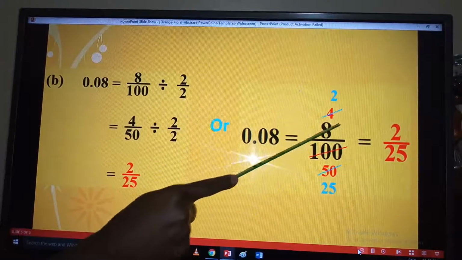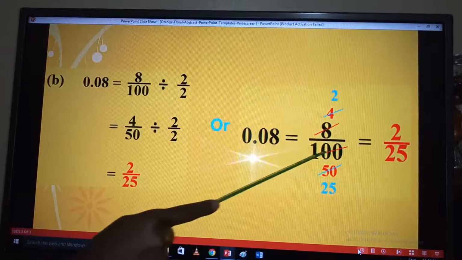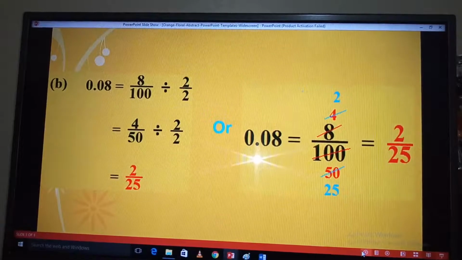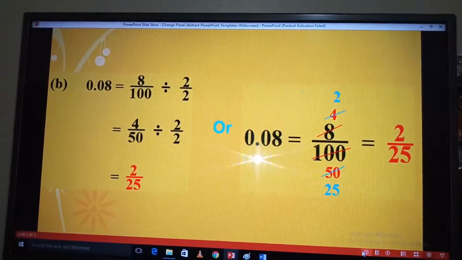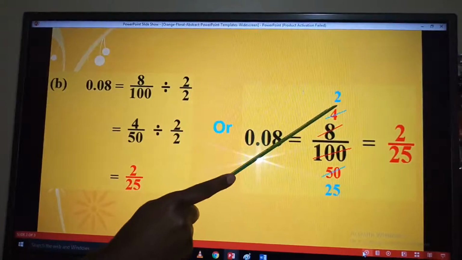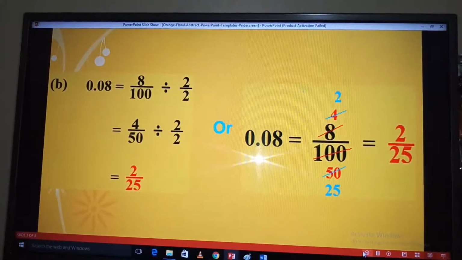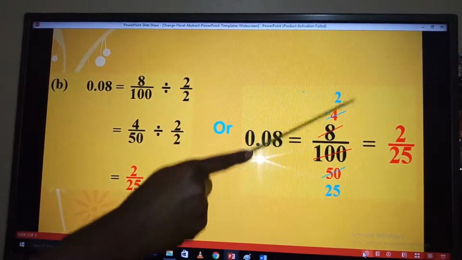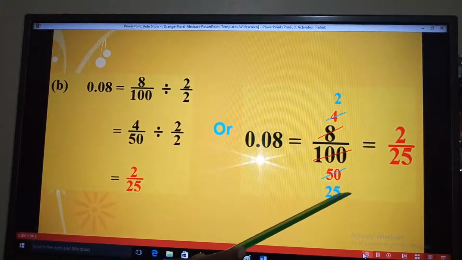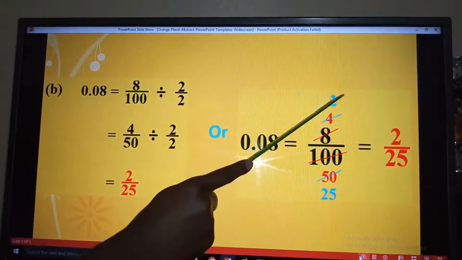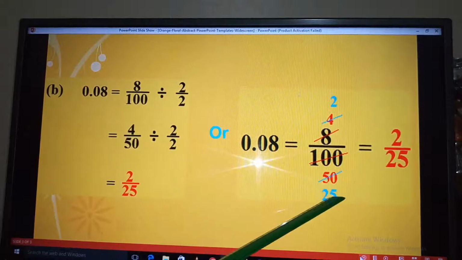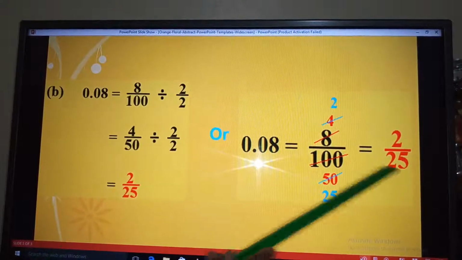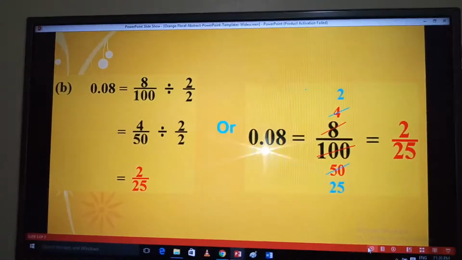So 8 divided by 2 gives us 4. 100 by 2 gives us 50. We are at 4 and 50, which is still not in its simplest form. So we ask ourselves, which number can divide both 4 and 50 without a remainder? And then we can still pick 2. So 4 by 2 is 2. 50 by 2 becomes 25. Our answer is 2 out of 25. You realize that the answers are still the same. Whichever method you use, you still arrive at the same answer.